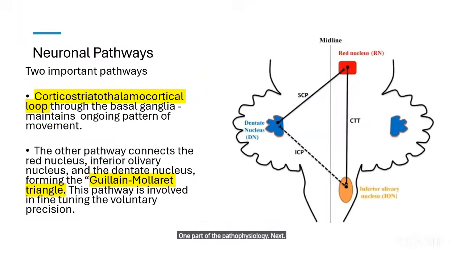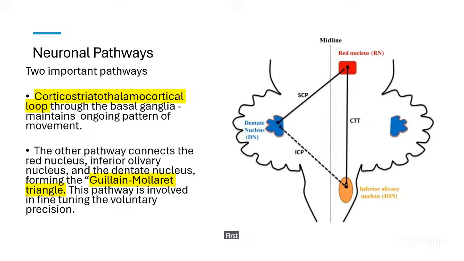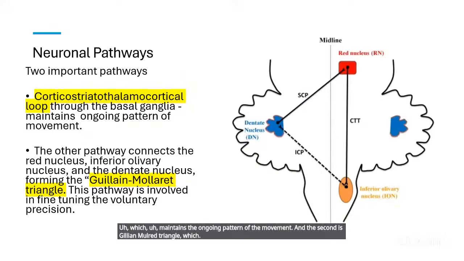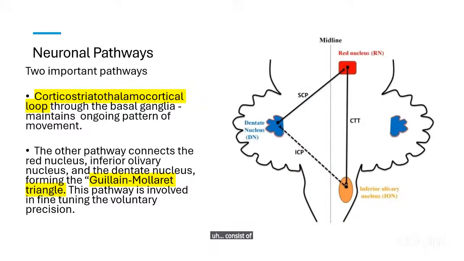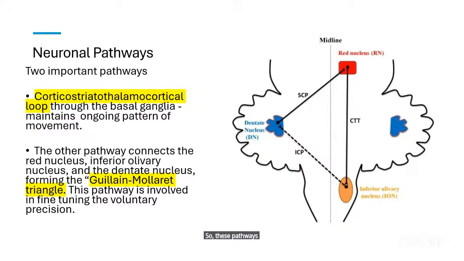Next. Now the neuronal pathways associated with tremor. There are two important pathways. First is the cortico-striato-thalamo-cortical pathway, which involves the basal ganglia, which maintains the ongoing pattern of the movement, and the second is the Guillain-Mollaret triangle, which consists of the red nucleus, from red nucleus to inferior olive, and then the third part is made up of the dentate nucleus. So this pathway is involved in the fine tuning of voluntary precision, and dysfunction of this pathway can lead to tremors.